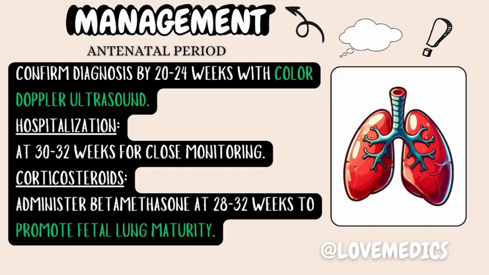Management of vasa previa in the antenatal period. Confirm the diagnosis by 20 to 24 weeks with color Doppler ultrasound. Hospitalization at 30 to 32 weeks for close monitoring. Corticosteroid administration: administer betamethasone at 28 to 32 weeks to promote lung maturity of the fetus.